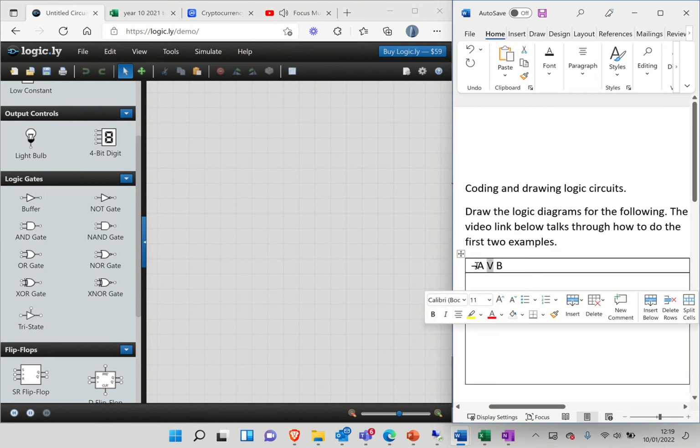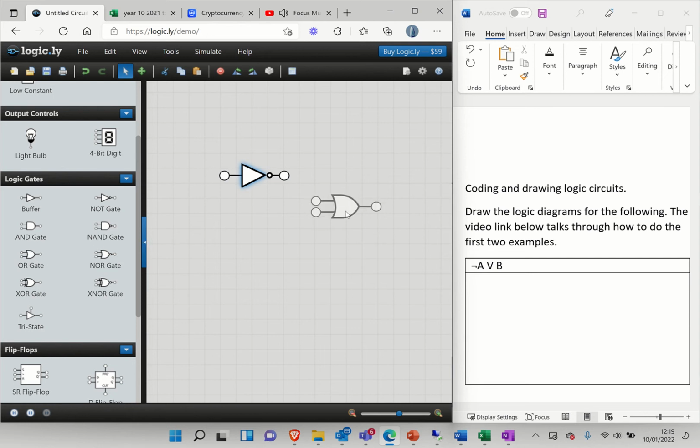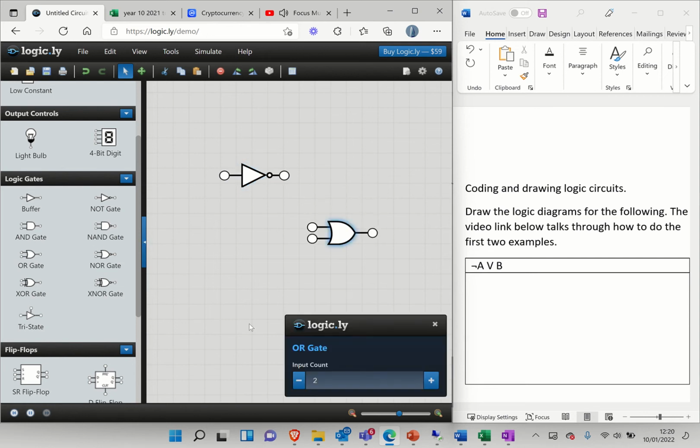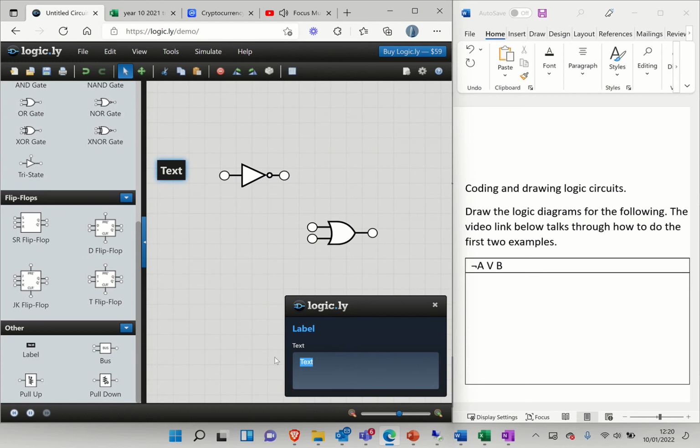Okay, so the first thing you need to do is identify which gates you need. So I need an OR gate and a NOT gate. So I'm going to drag those two out initially. So I've got that and I've got that. Now, before I do anything else, I also need my labels. So I'm going to add a label. You could just write these on the paper. So I need an A, and I also need a B.